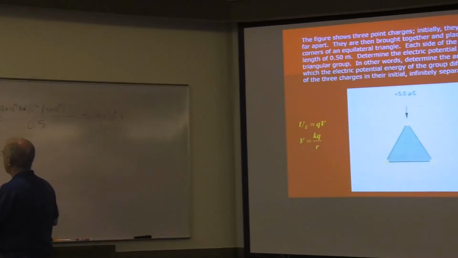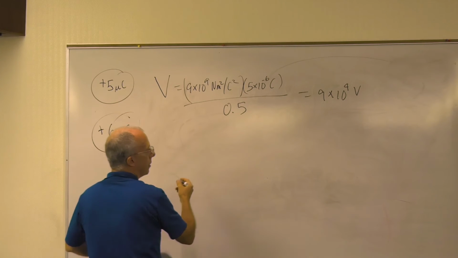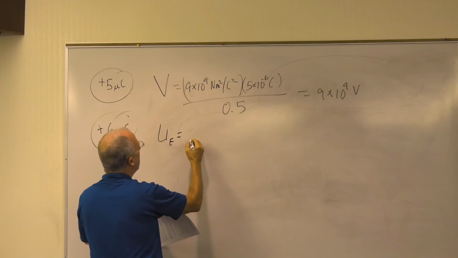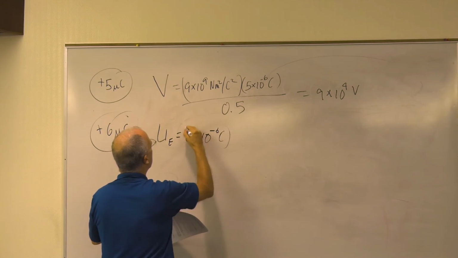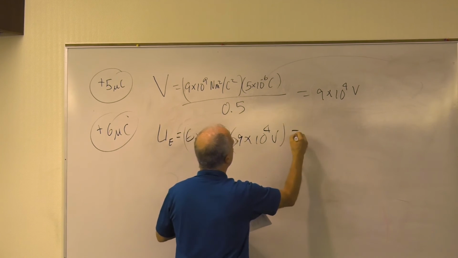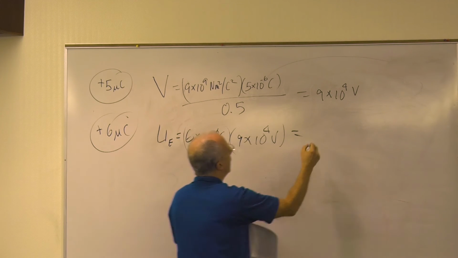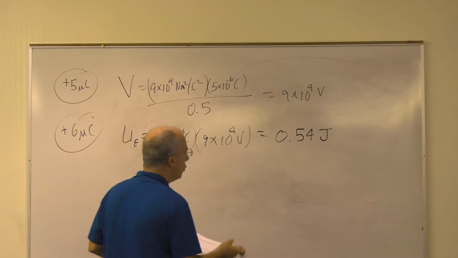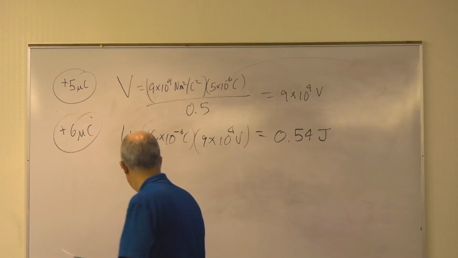Okay, so now we have the plus 6 microcoulomb charge, and the energy of it is going to be QV. The Q is 6 times 10 to the minus 6 coulombs. The V is 9 times 10 to the 4th volts. 6 times 9, 54, times 10 to the minus 2, 0.54 joules, right? It's energy, joules. Okay. Ooh, I forgot to show you the thing. Sorry.